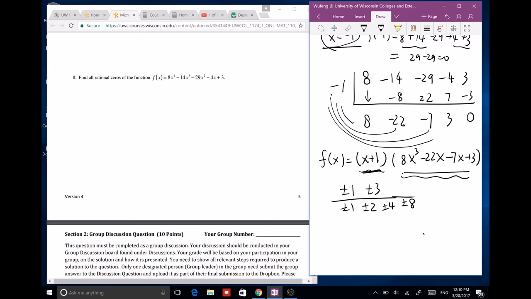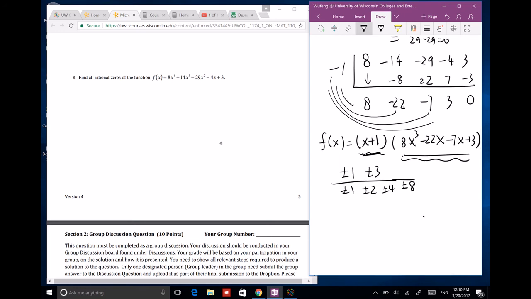1/4 might be working. Let's check 1/4. Okay, so let's check 1/4, see if it works. So 8 times 1/64, minus 22/16, minus 7/4, plus 3.